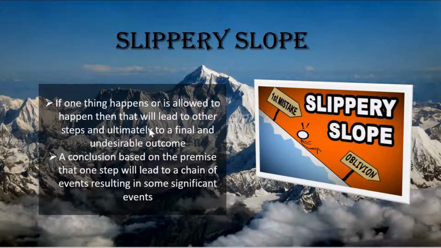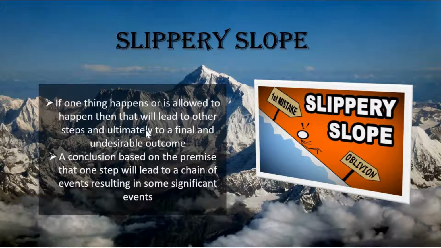Let me put it this way. If event A occurs, or if you let event A happen, then event B also happens. If event B happens, event C also happens. If event C happens, event D also happens. If event D happens, event E also happens, and this goes on and on until we get to some point where we cannot go any further. So that is the slippery slope.